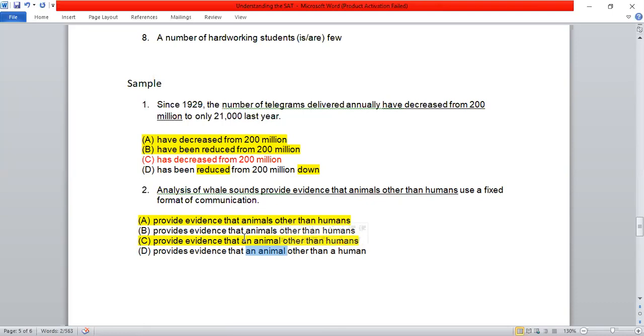Now look at the meaning. Am I comparing one animal with one human, that only one of them provides something, or am I saying it provides evidence that all the animals versus all the humans? So all the humans use a fixed format of communication, right? It's not just one human, and that's why, because of meaning, option D also goes out, and option B is our correct answer.